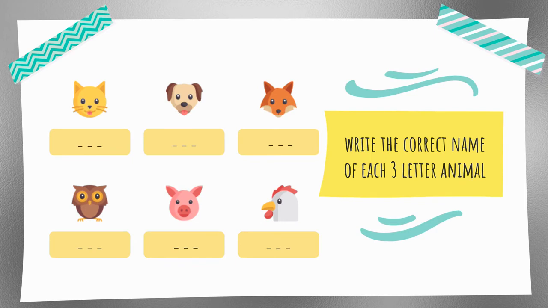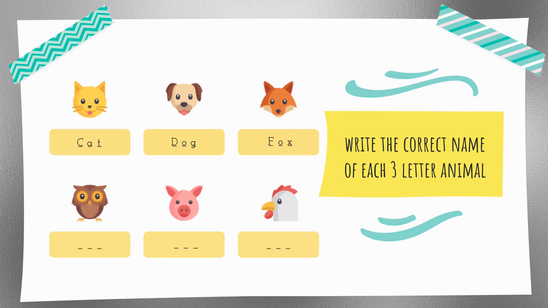The first animal is a cat. Cat is spelled C-A-T. The second animal is a dog. Dog is spelled D-O-G. The third animal is a fox. Fox is spelled F-O-X.